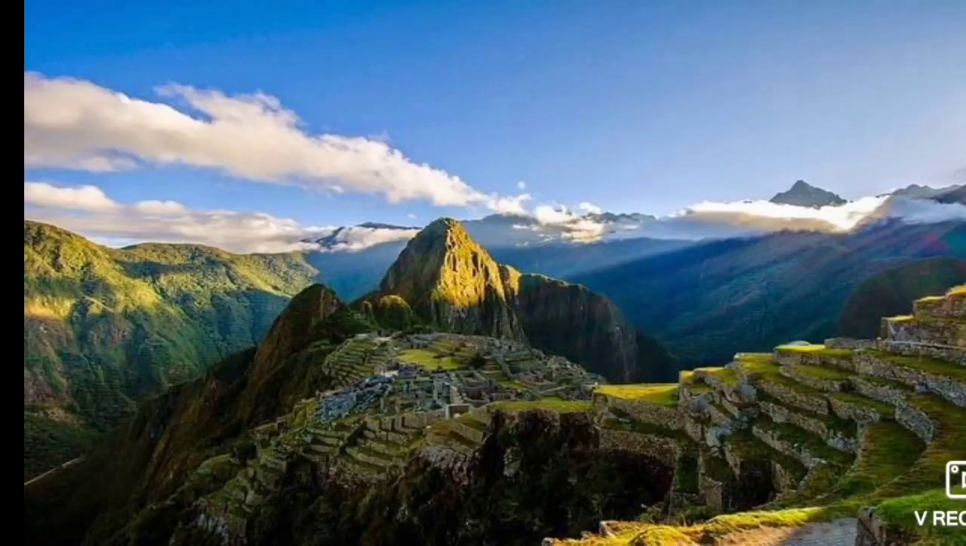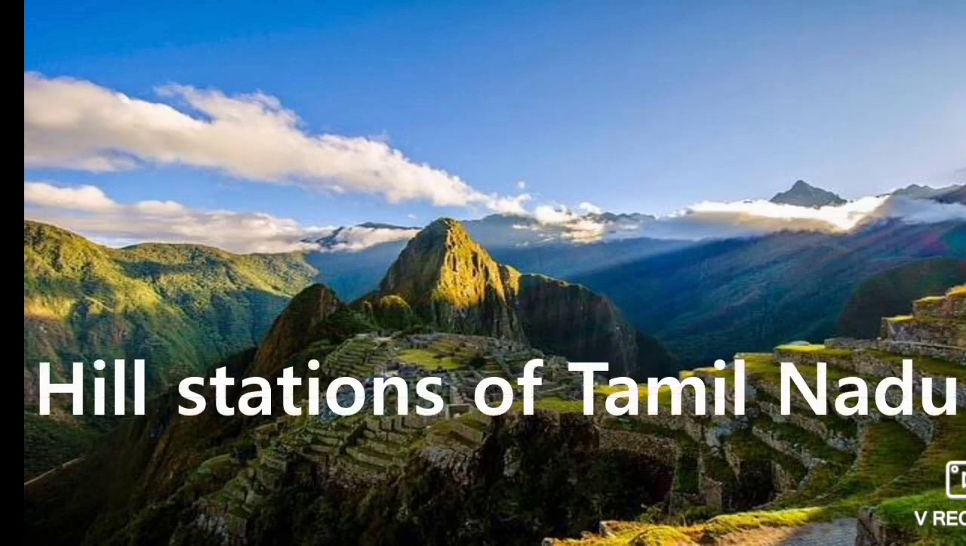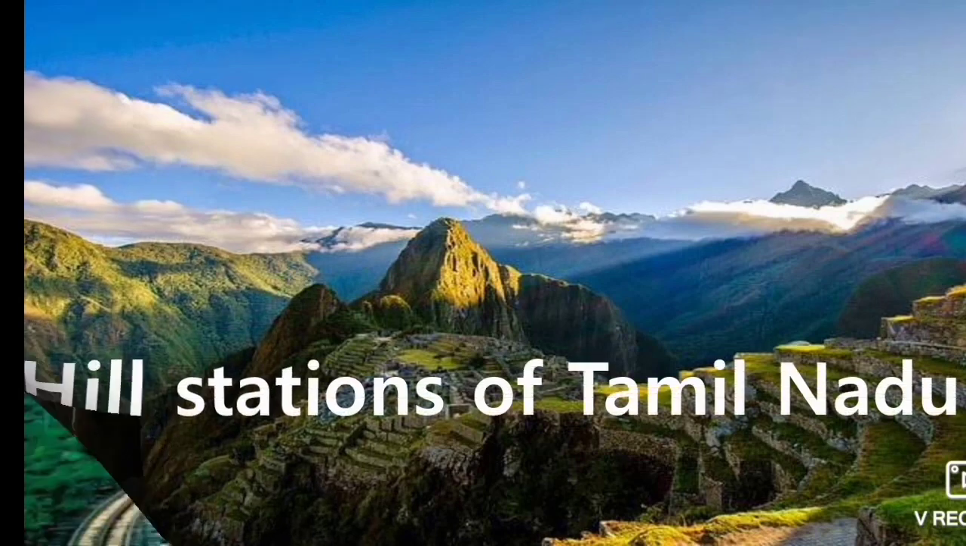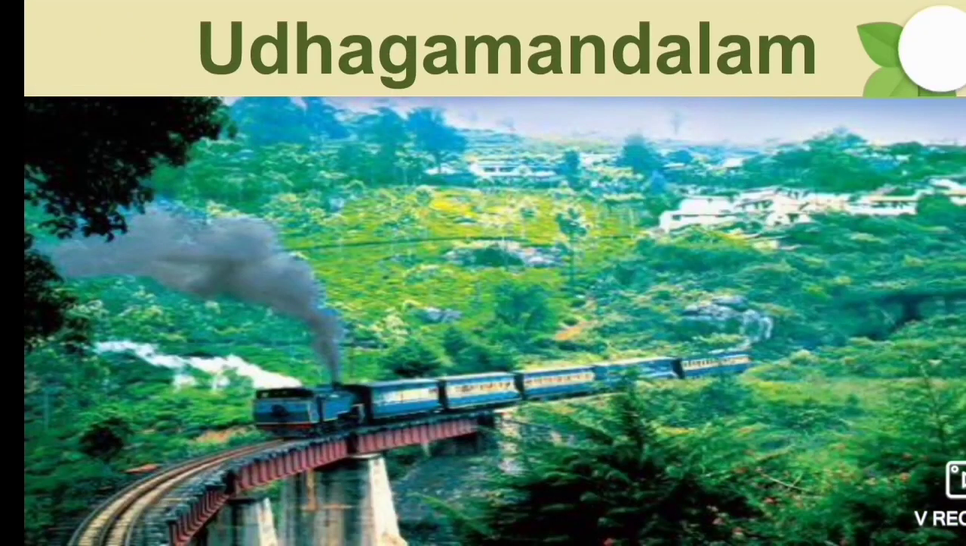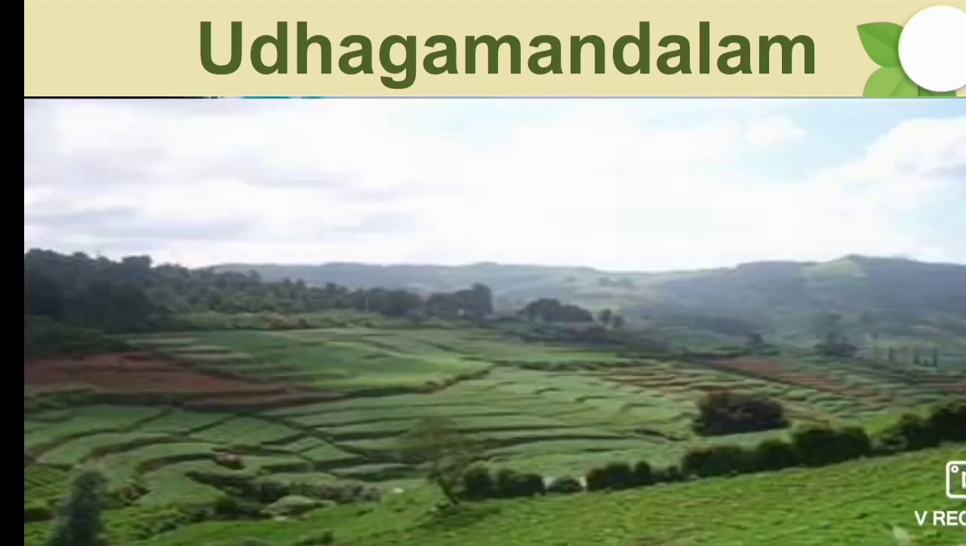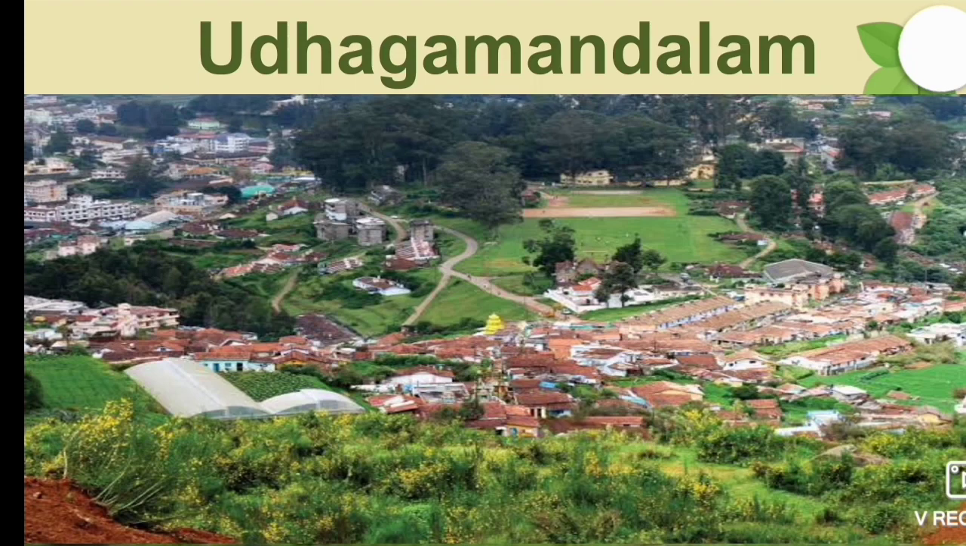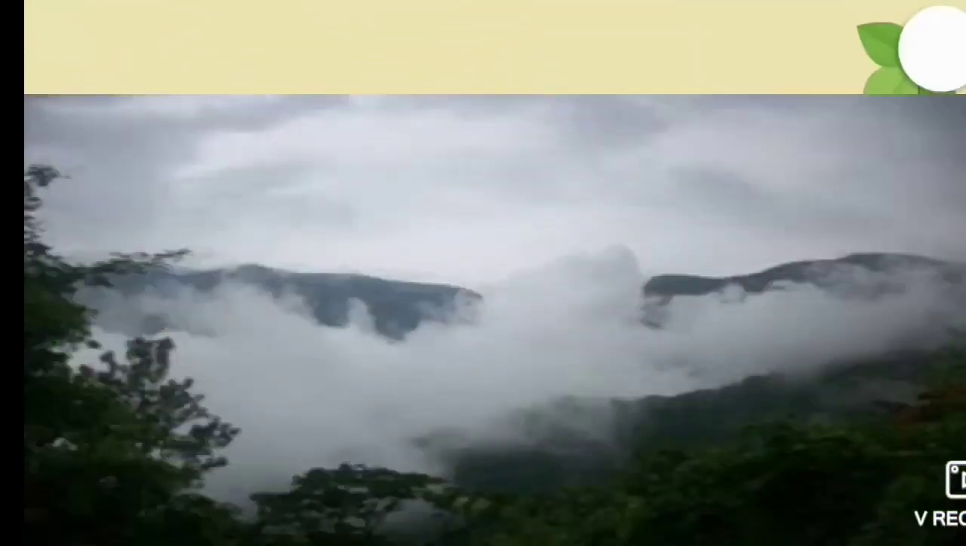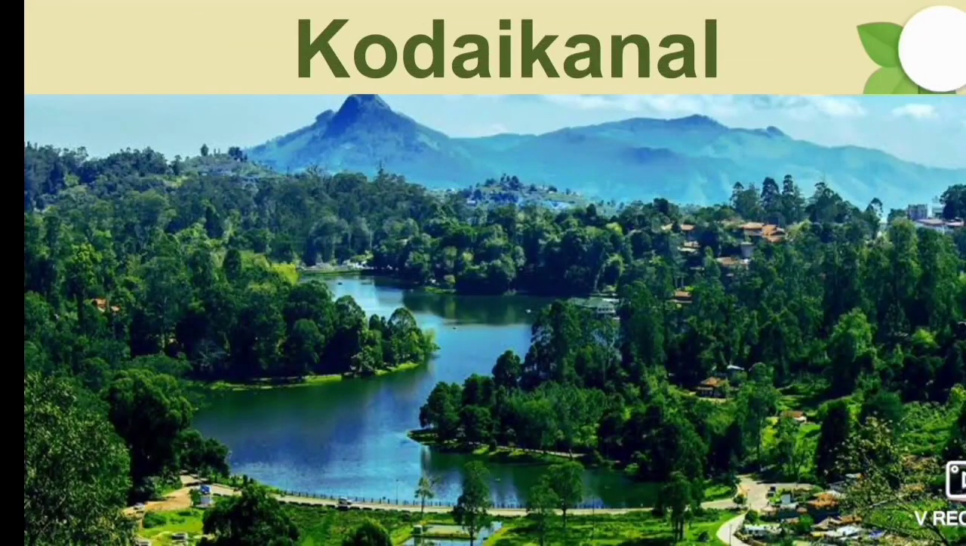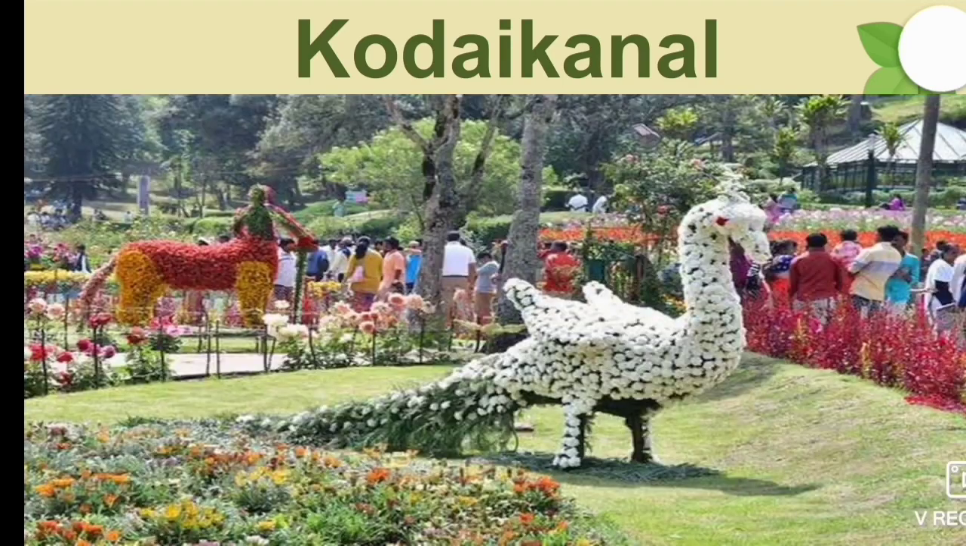Next we can see about some hill stations of Tamil Nadu. First is Udhagamandalam. The other name of Udhagamandalam is Ooty. It is a popular hill resort in Nilgiris district. Next is Kodaikanal. Kodaikanal is a city of hills in Dindigul district. Its name in the Tamil language means the gift of the forest. Kodaikanal is referred to as the Queen of Hill Stations.